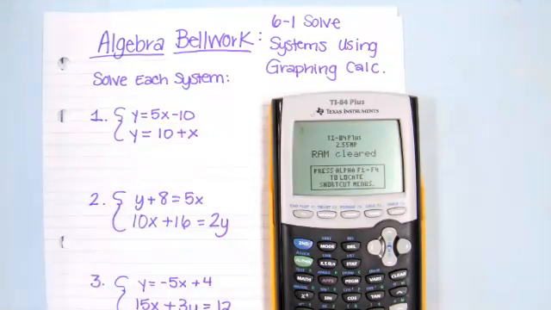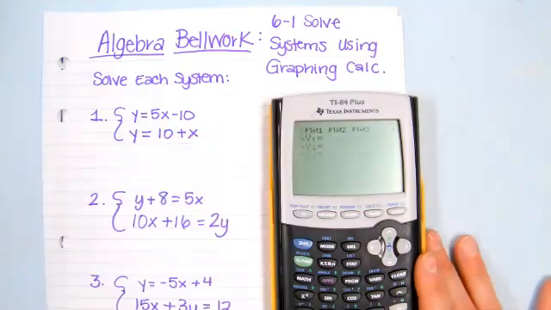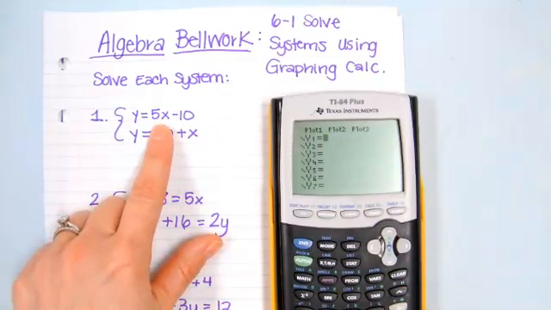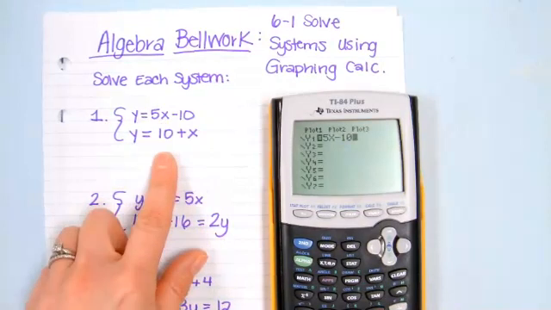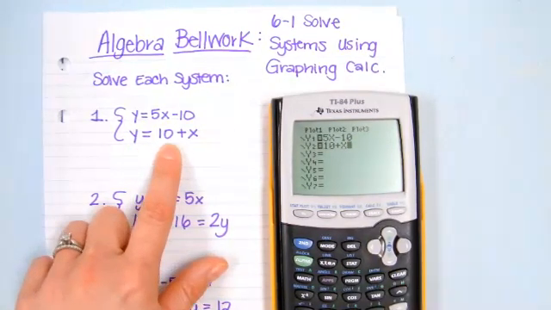Both of these are in y equals, which is good because that's what we need to put them in our calculator. So let's do that. Press y equals. And let's put the first equation in our calculator. Y equals 5x minus 10. Okay, now let's put the second one in our calculator on y2. So now we're going to put y equals 10 plus x in the second one.